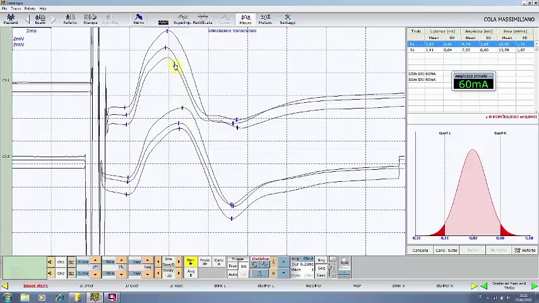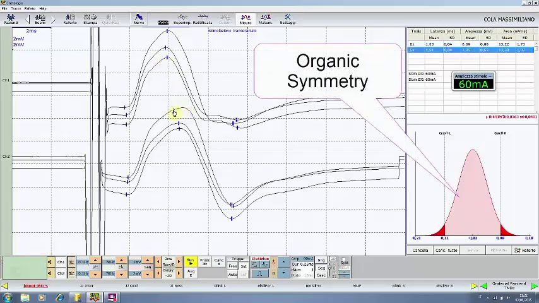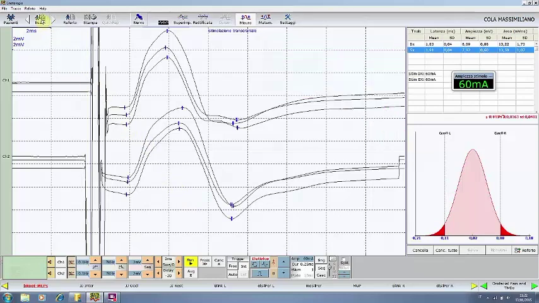The software, furthermore, generates a Gaussian curve through a statistical algorithm that indicates the amplitude symmetry of the bilateral root MEPs. The amplitude symmetry is essential in order to build the normalization factor, which we will refer to from now on as organic symmetry.